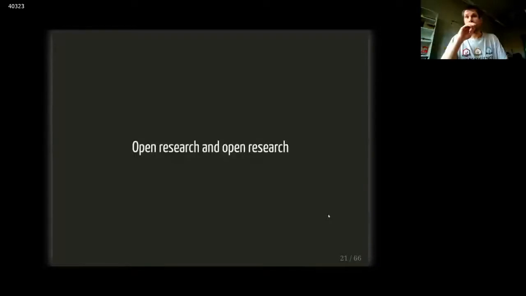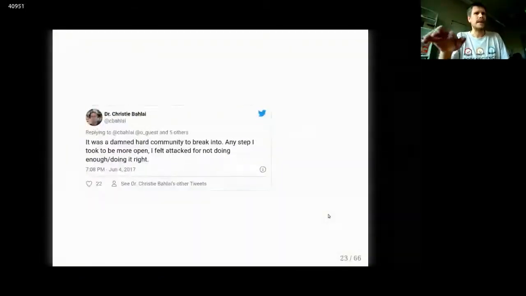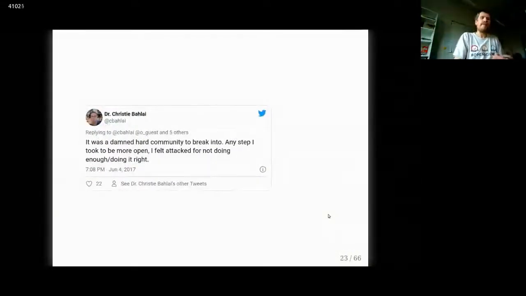There is open research and there is open research. And that's a very important section. So there is open research as something that is widely disseminated and openly accessible. Okay, we have seen that it's not quite clear what that's supposed to mean. But then there is also open science as an inclusive and welcoming environment. And indeed, unfortunately, sometimes becoming an open researcher or being labeled as an open researcher can be extremely difficult.